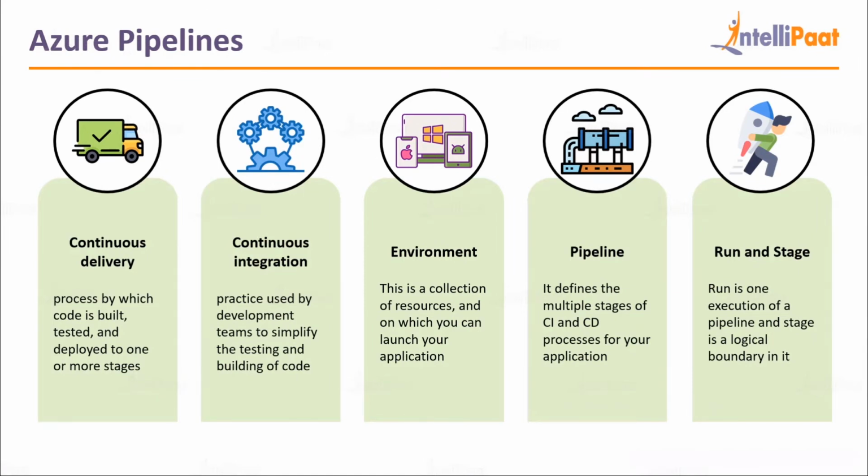Then environment. So this is a collection of resources on which you can launch your application. So an environment is which you choose. You can launch your application on a Linux system like Ubuntu or CentOS. You can launch it on a Windows system. You can also launch it on an Android operating system. You can do it on a Mac OS. So you can choose your own environment and you can choose your own resources for launching your application.